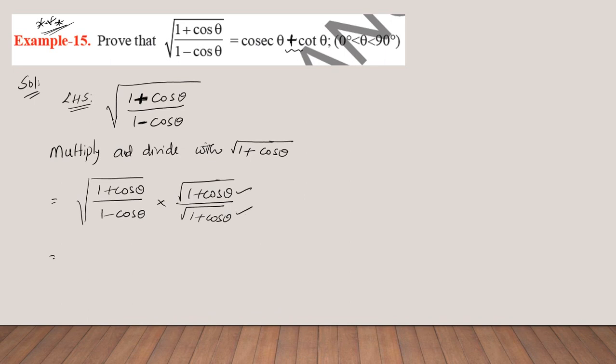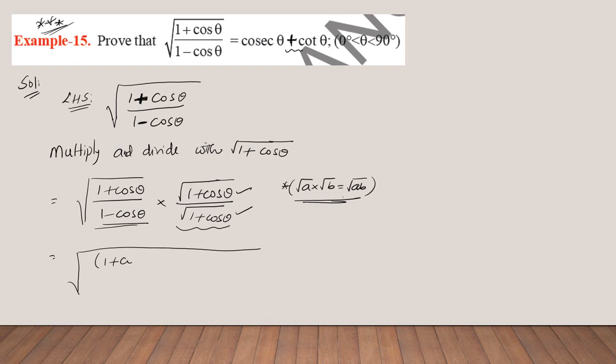Square root of 1 plus cos theta, so there won't be any change. But here if you observe, square root of a into square root of b. How can you write square root of a into square root of b? You can simply write it as square root of a into b. This particular property we are going to apply here. So from that what am I going to get? If I consider this whole thing as a, and this whole thing as b, then I can write square root of a into b. That means 1 plus cos theta into 1 plus cos theta divided by 1 minus cos theta into 1 plus cos theta, right?